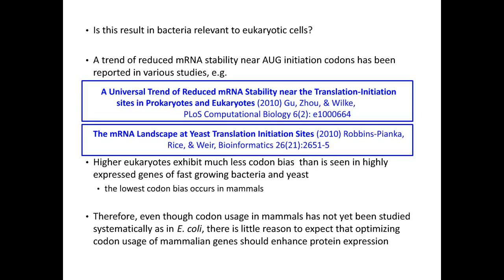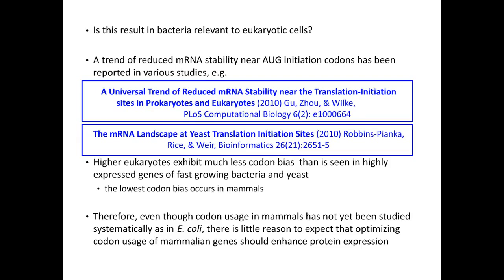And another very important fact is that you don't see as much codon bias in higher eukaryotes as you do in the highly expressed genes in bacteria and yeast. The lowest codon bias is reportedly in mammals.